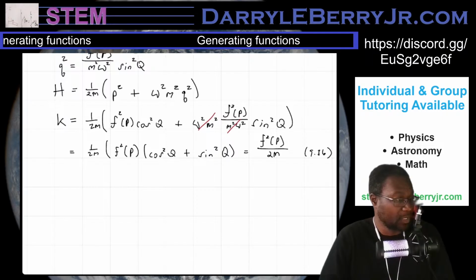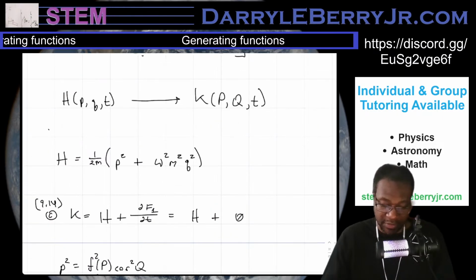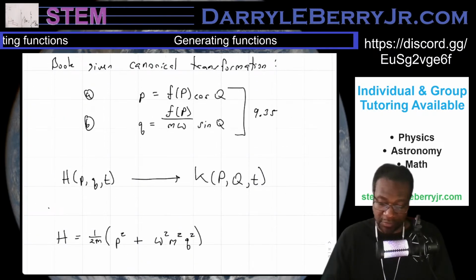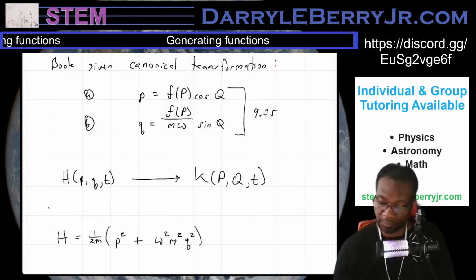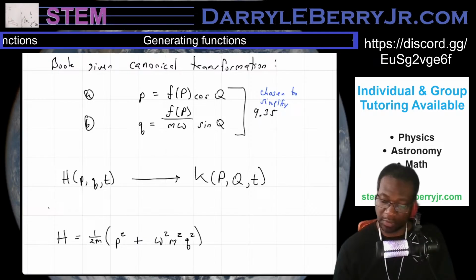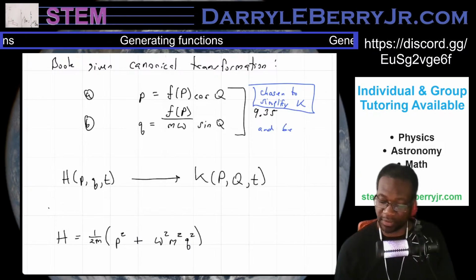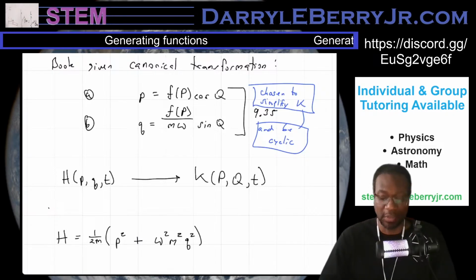Okay. The problem is to find the form of the yet unspecified function f of P. I see. So these are chosen to simplify K and be cyclic. So I suppose we can define these however we want.